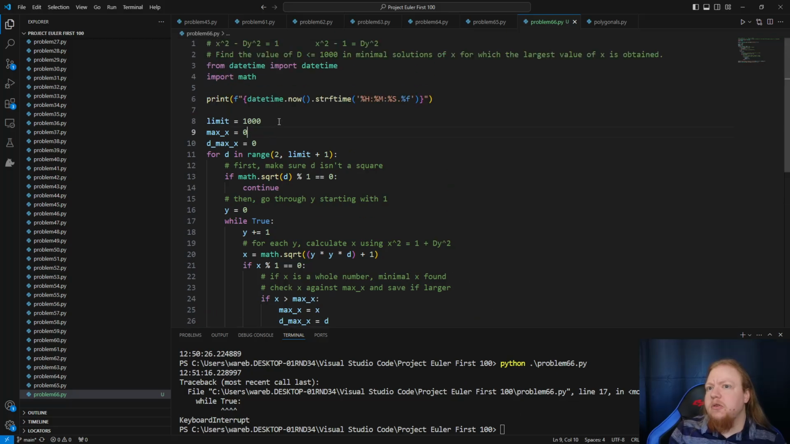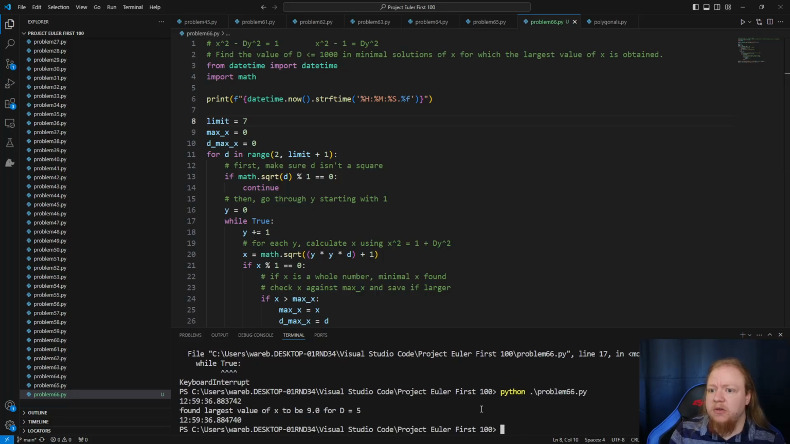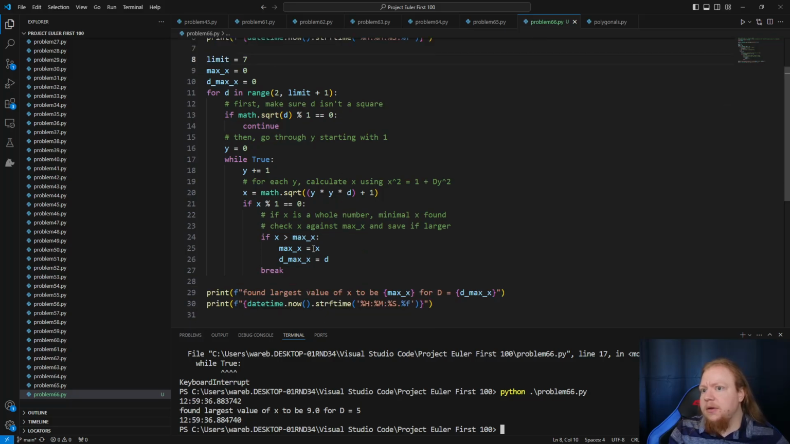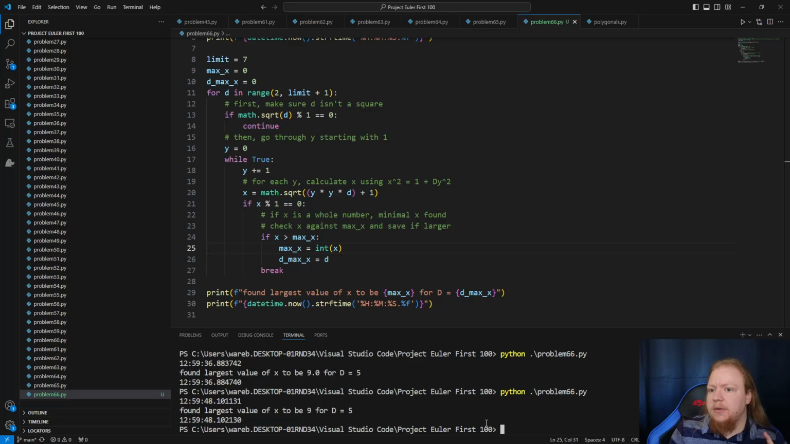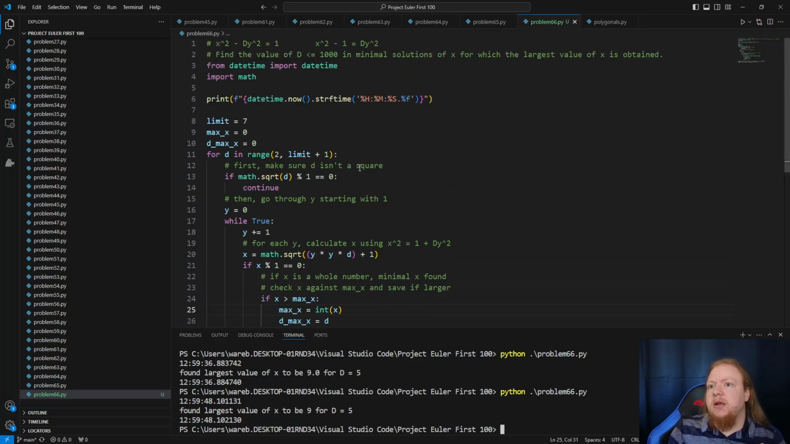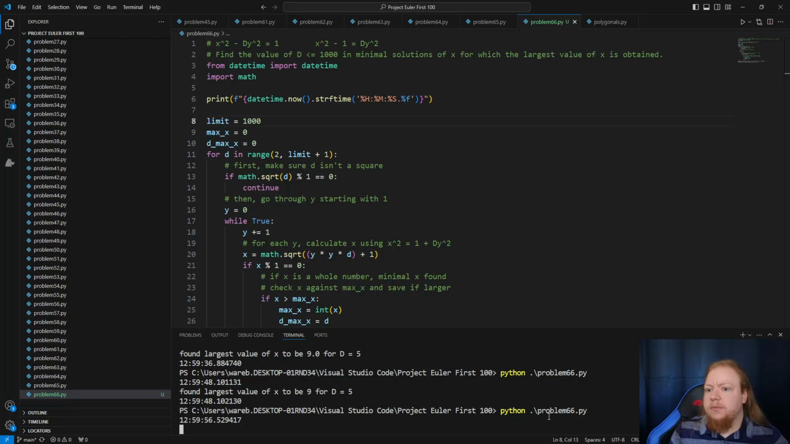Let's make sure this still works for a limit of 7 real quick, since we know that happens almost instantly. I'm going to convert this to an int before doing that. 9 for d equals 5, correct answer. Up our limit to 1000. I don't know if this will be any faster, but it's got to be at least a little bit.